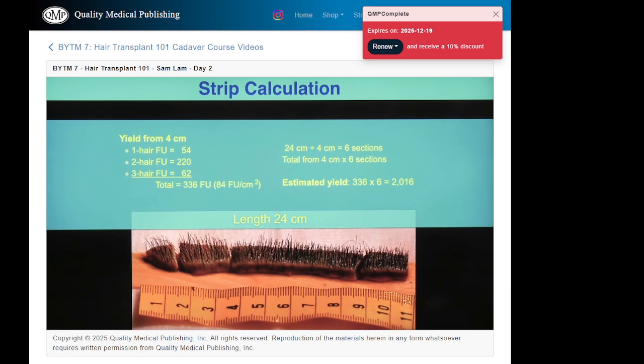From that segment, they've dissected 54 1-hairs, 222 2-hairs, 62 3-hairs. That gives them 336 follicular units, or 84 follicular units per square centimeter, because that segment is 4 centimeters, right? And then if I've harvested 24 centimeters, for example, they're projecting 6 segments. 6 times the 336 equals 2016. So that's how they project the number, okay? And that's a way that I can know with a general estimation how I can design into that.